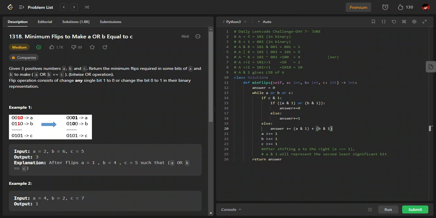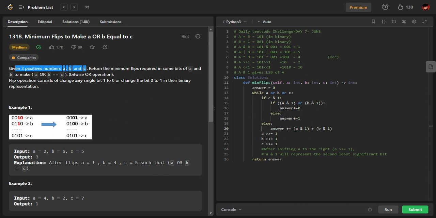It's question 1318, Minimum Flips to Make A OR B Equal to C. We will talk about it in detail, but just understand that there's some operation happening here: A or B equals C. First, see the inputs. We are given three numbers, three variables which are integers. Given three positive numbers A, B, and C, return the minimum flips.